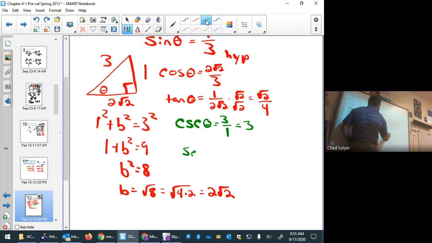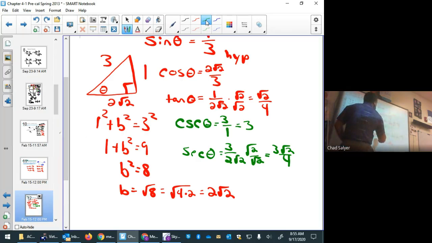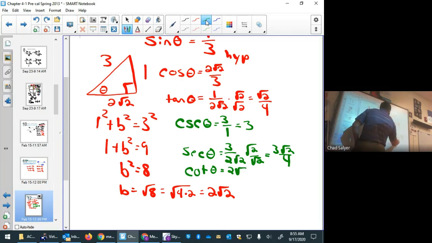The secant is going to be 3 divided by 2 on the square root of 2. So if I rationalize, that's 3 on the square root of 2 over 4. And then finally, the cotangent of theta is 2 on the square root of 2 over 1, which is just 2 on the square root of 2.